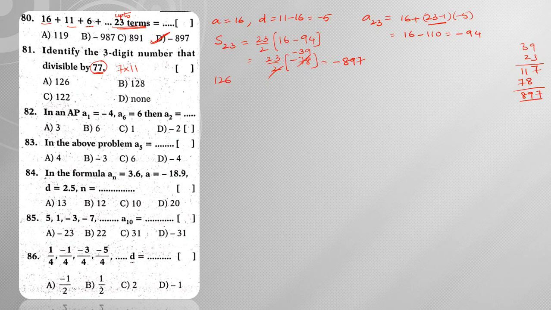First, if we consider 126, how to check 126 divisibility? For 7 divisibility, simply consider the units digit, double it and subtract from the given number. So here it is divisible by 7. Can you say that it is divisible by 11 also?